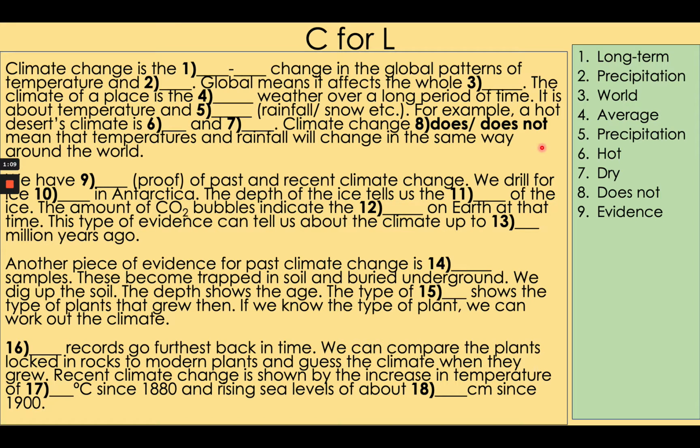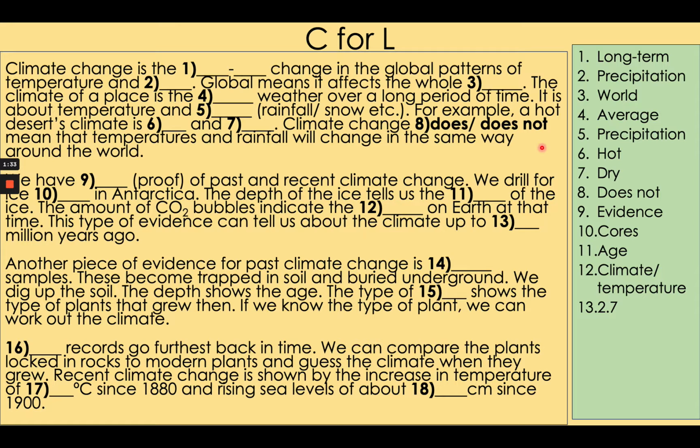We have evidence of past and recent climate change. We drill for ice cores in Antarctica. The depth of the ice tells us the age of that ice. The amount of CO2 bubbles indicate the climate or temperature on Earth at that time. This type of evidence can tell us about the climate up to 2.7 million years ago.